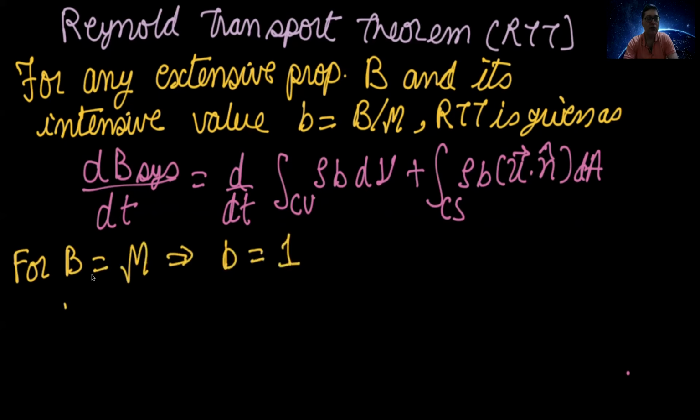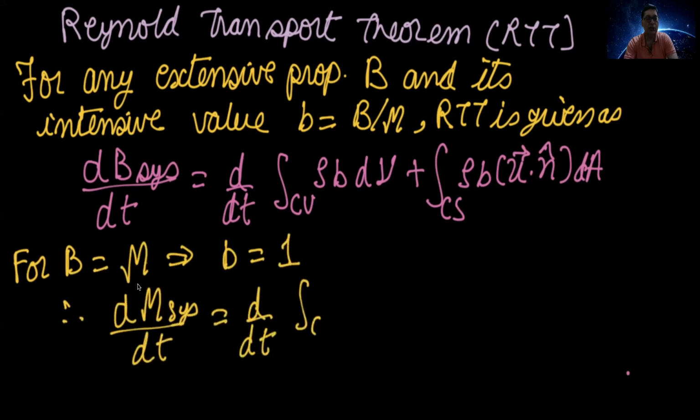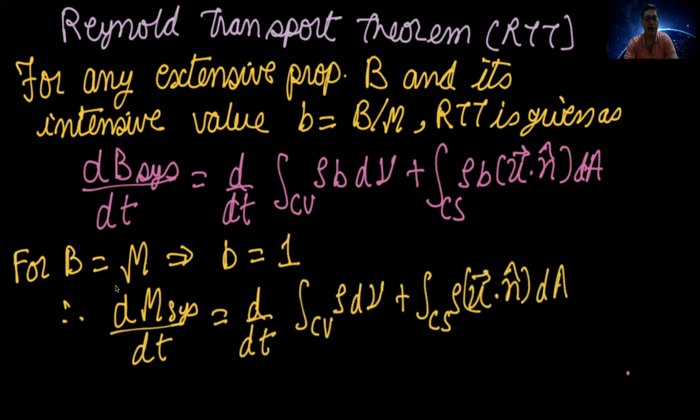For capital P, the extensive property is mass. Note that the intensive property, which is given by capital B divided by mass, is equal to 1. So if you substitute B system equal to M and small b as 1, the Reynolds transport theorem leads to this expression.